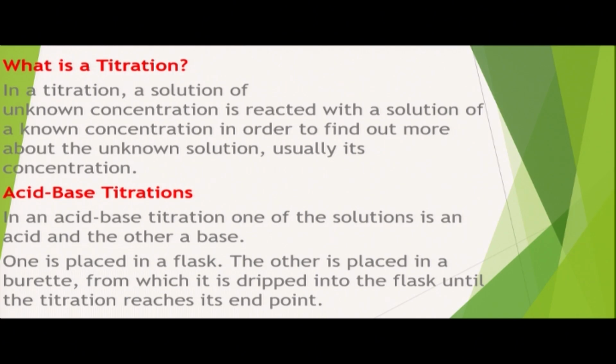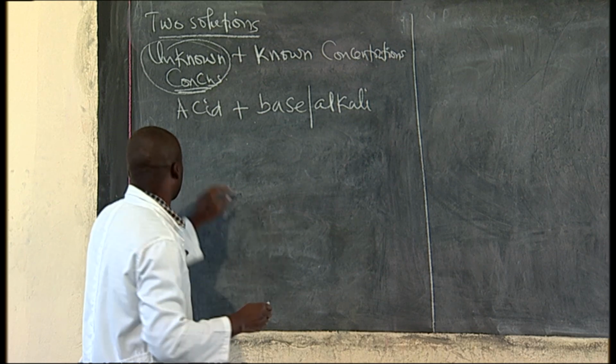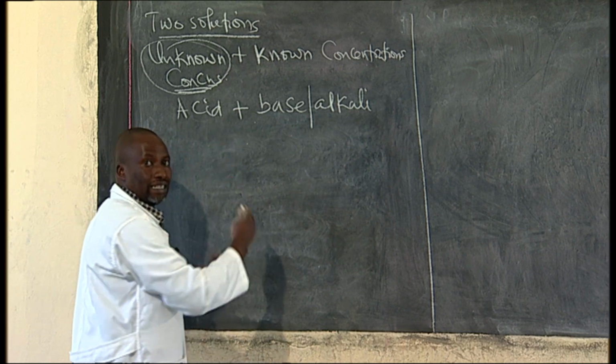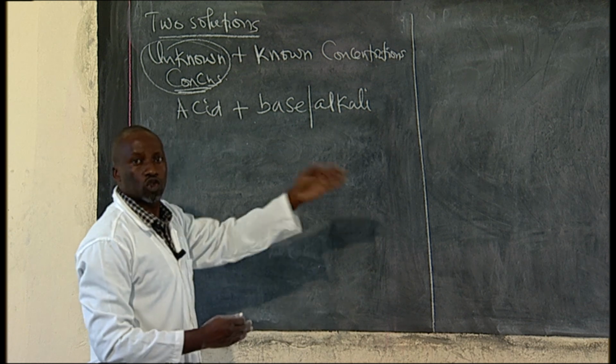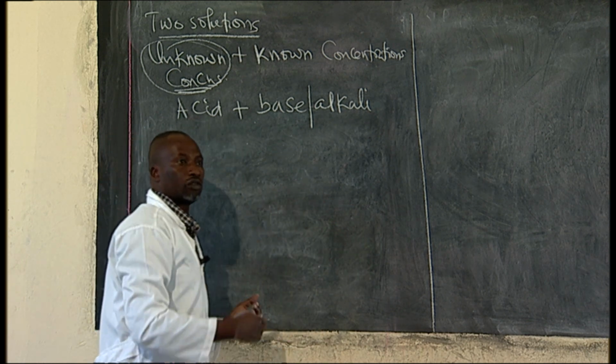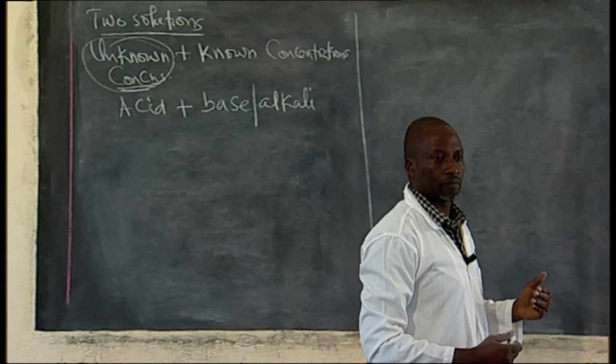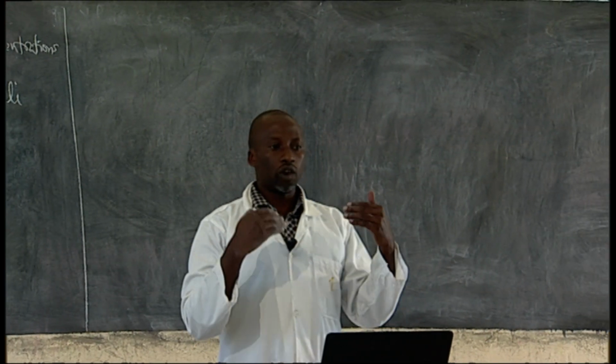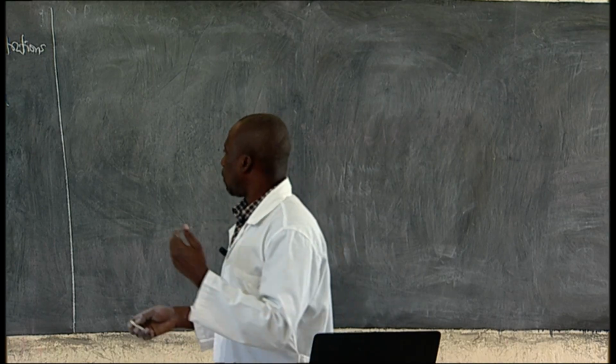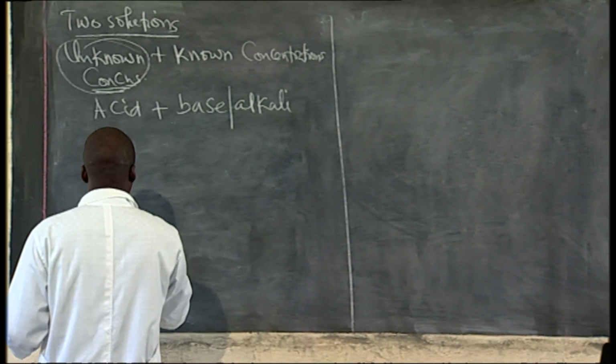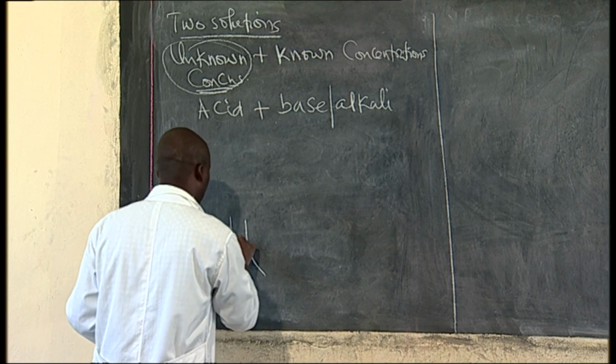Remember we have said one is unknown. So this can be known and this is unknown. You need to determine the concentration of the base when the concentration of acid is known. Or vice versa, the acid is unknown and the base is known, so you want to determine the concentration of the acid using the base. When you are carrying out the titration, one is put in the flask. You may have a conical flask.